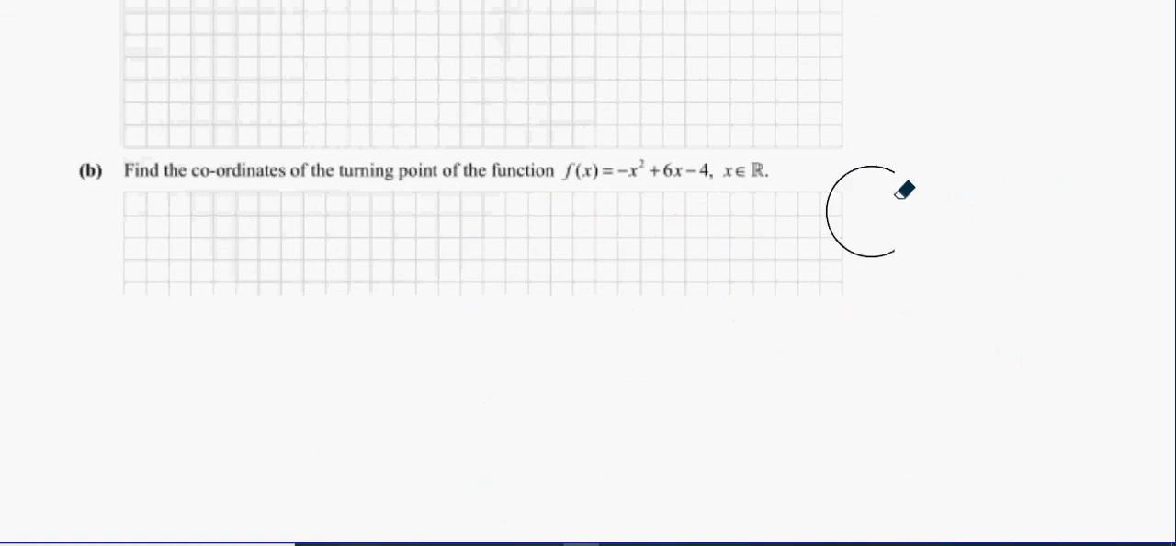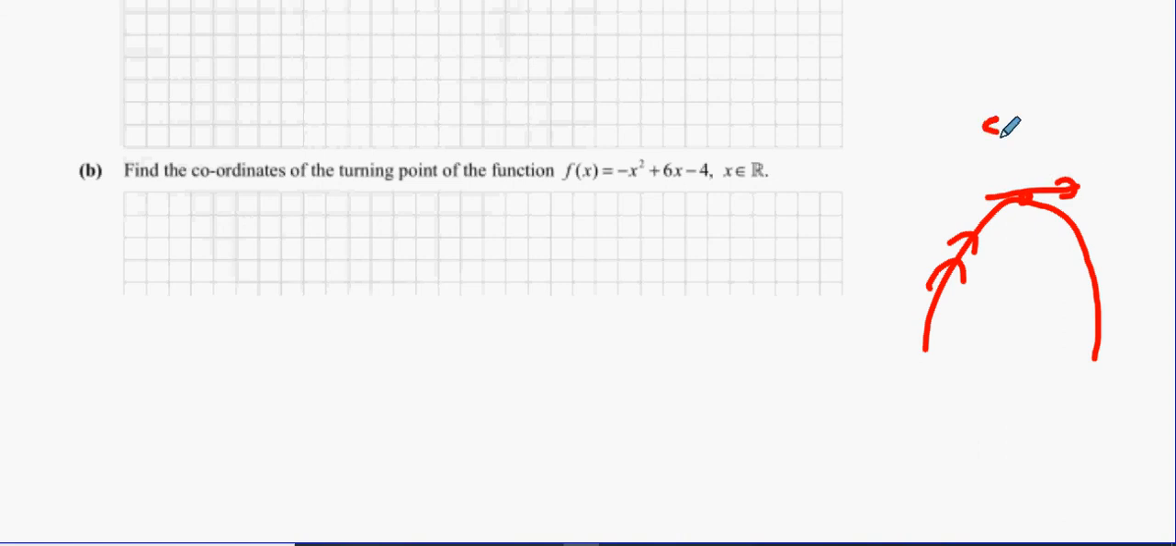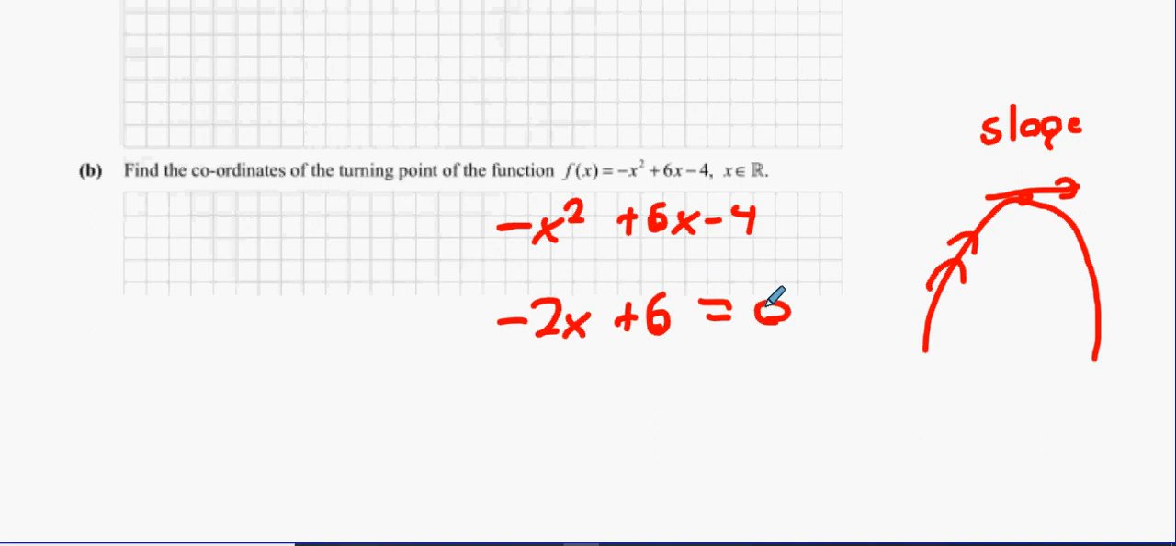What did we say earlier about differentiation? What did we say? Slope is 0 at the max. And how do you get the slope in differentiation? First derivative. So what's the first derivative? Differentiate minus x squared plus 6x take away 4. Differentiate it, what you get? Equals 0. 6 equals 2x, then x equals 3.